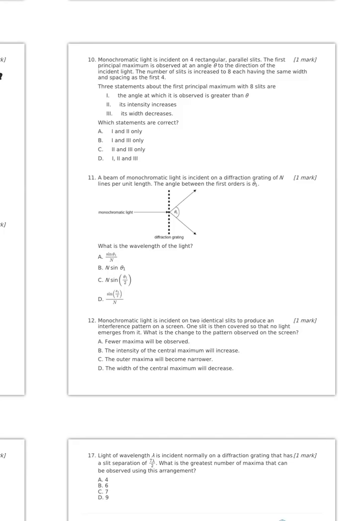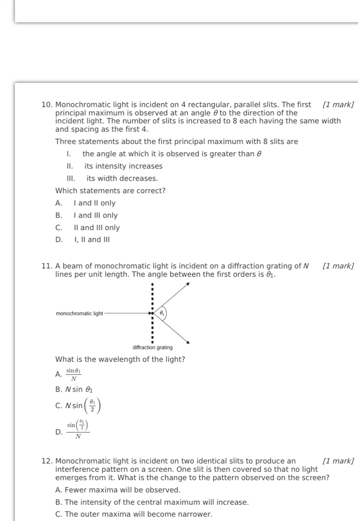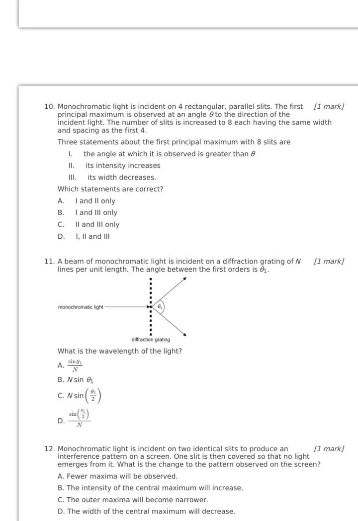Alright, so on this page we have 10, 11, and 12, so let's take a look at number 10. Monochromatic light incident on 4 rectangular parallel slits. The first principal maximum is observed at an angle theta to the direction of the incident light. Again, it's like, well, why would the first one be observed at an angle?